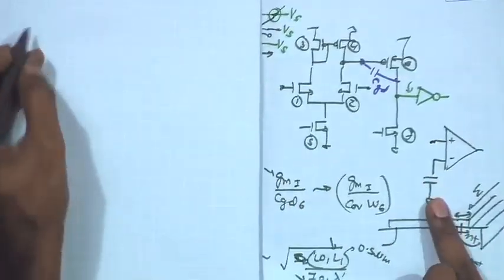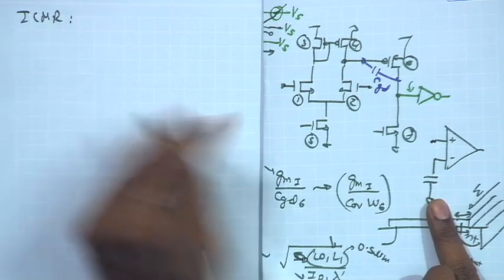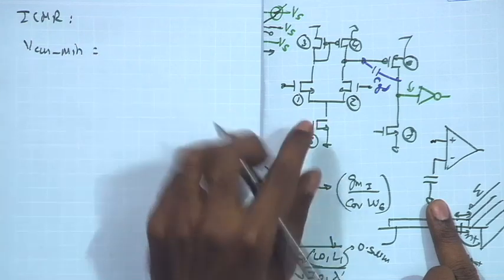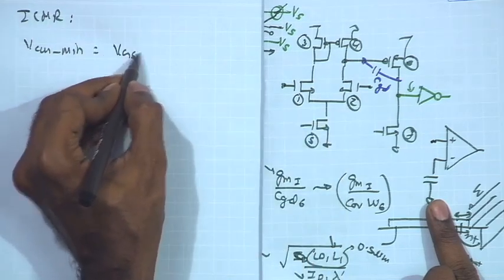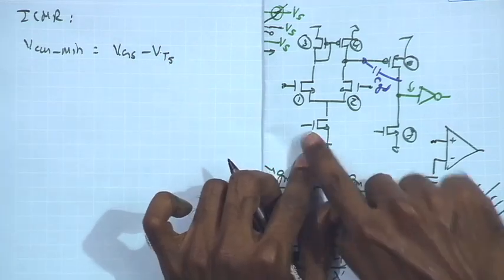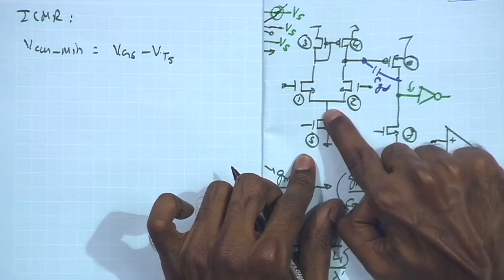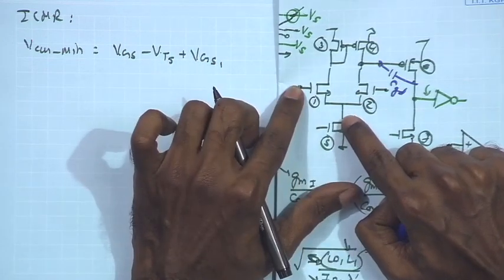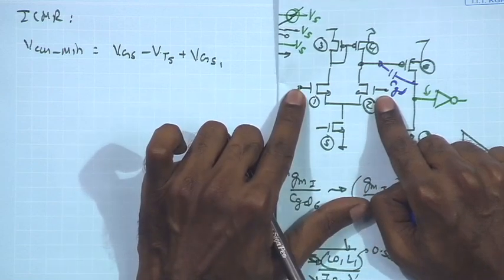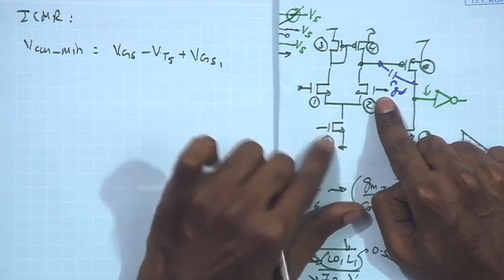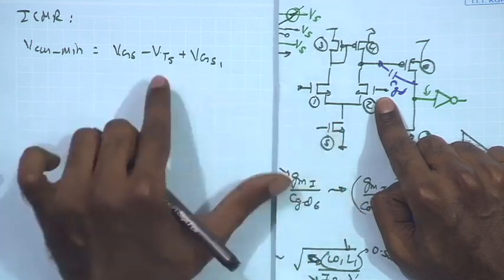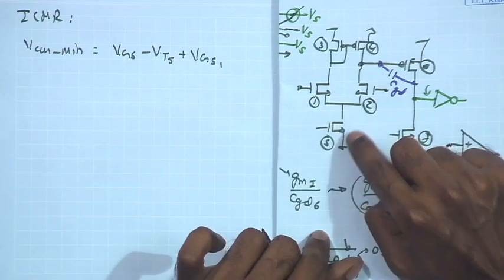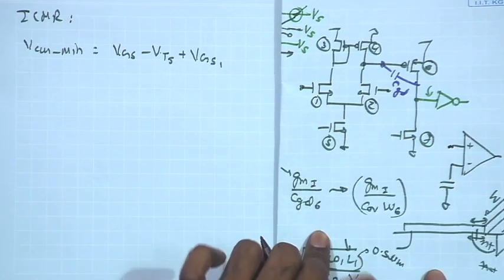So, if I look at the ICMR, VCM min depends upon the VG5 minus VT. For a given VG5 bias point over here, VG5 minus VT is the minimum voltage, plus VGS1, which is the gate voltage of the input device. So, this is the minimum gate voltage that you can have while keeping the M5 in saturation. If you go below that, then the drain voltage of M5 will fall below Vg minus Vt, and as a result this transistor will enter into triode region.